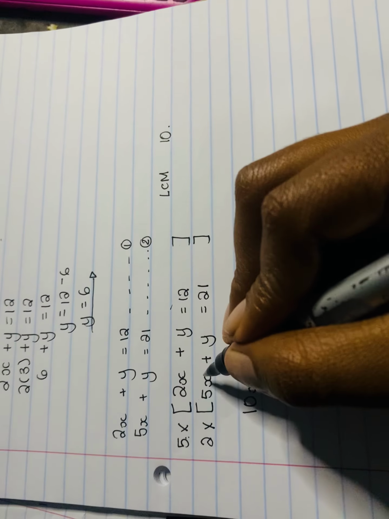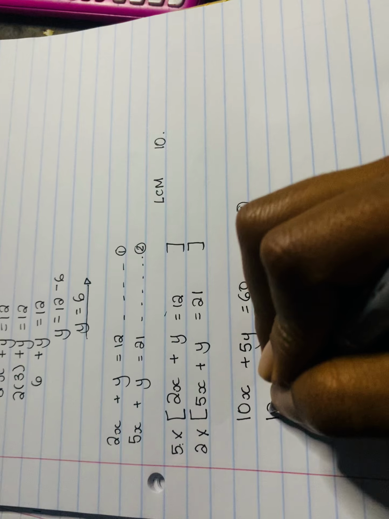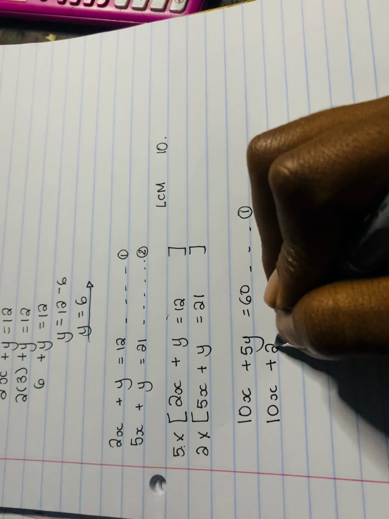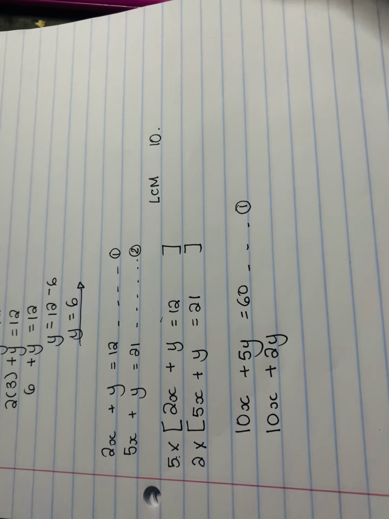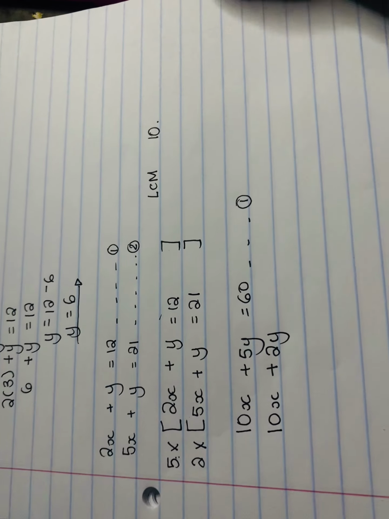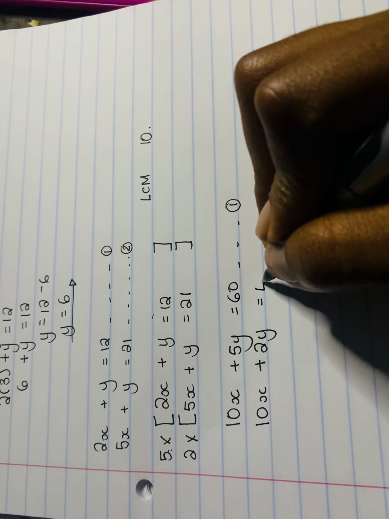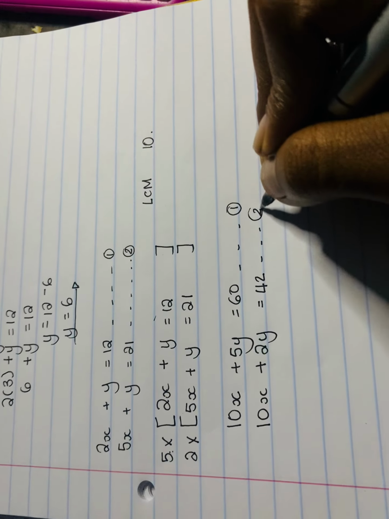Right, 2 multiplied by 5, this is gonna give us 10x. Then 2 multiplied by y, this is gonna give us 2y. Then 21 multiplied by 2, it's gonna give us 42. So this is gonna be 42, and this is our equation number 2.